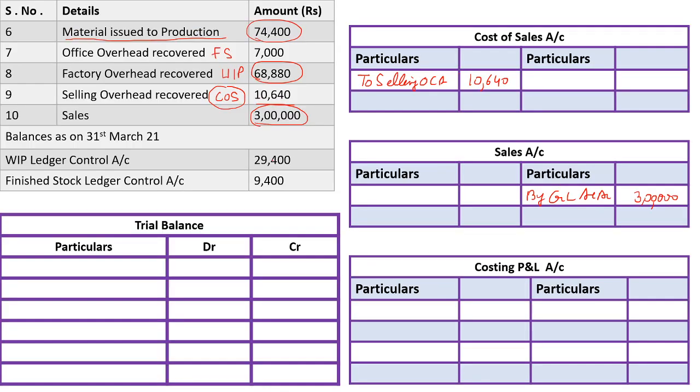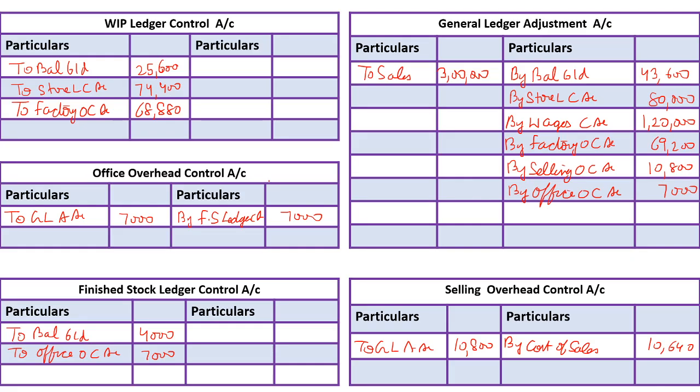Now the closing balances are given as on 31st March 2021. The closing balance of WIP is 29,400 and finished stock is 9,400. So first we write the balance of WIP account by balance carried down, and our balance here is 29,400. In WIP ledger control account our balance is 29,400, and in finished stock our balance is 9,400.